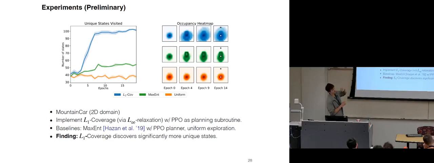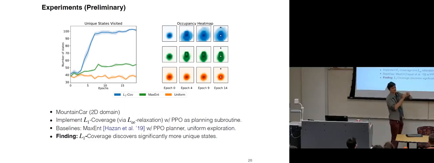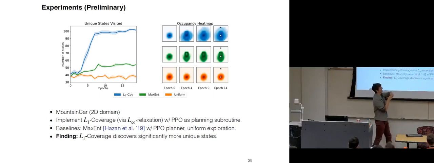We plot the number of unique states that you visit for each policy cover that you get. So over 20 epochs, you get 20 different policy covers. And then we're just plotting how many unique states each policy cover gets. There's a qualitative visualization of the heat maps for the occupancies. The white circle is just the starting state for mountain car. The black star, if you can see it, is the goal state. And in particular, the coverage algorithm is the only one that reaches the goal state.